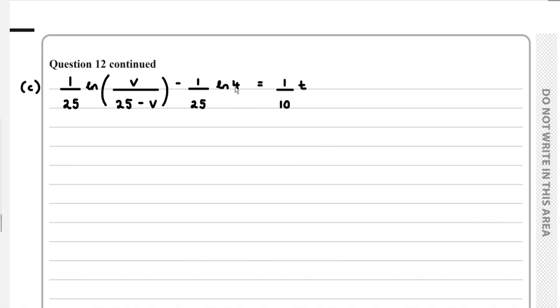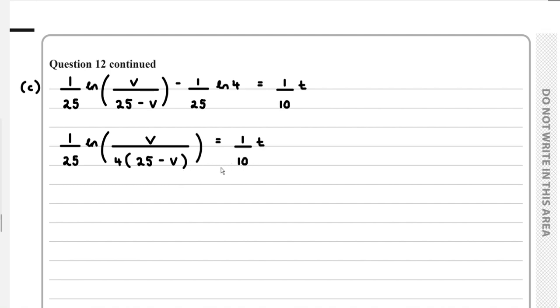Now we can use the subtraction law of logs again. Noticing we have a 1 over 25 in both this term and this term, we've got 1 over 25 times the natural log of V over 4 lots of (25 minus V). And on the right-hand side, we've got a 10th t. So we've got 1 over 25 times the natural log of V over, well, 4 times 25, that's 100, 4 times minus V, that's minus 4V. And on the right-hand side, we've got a 10th t.